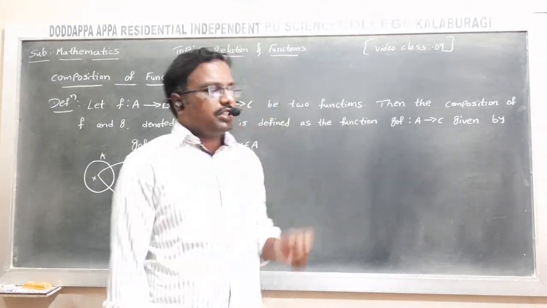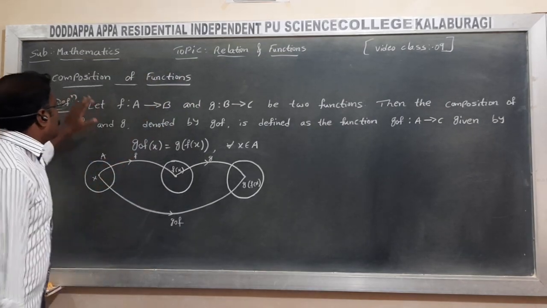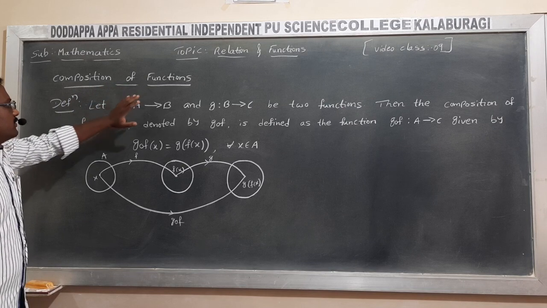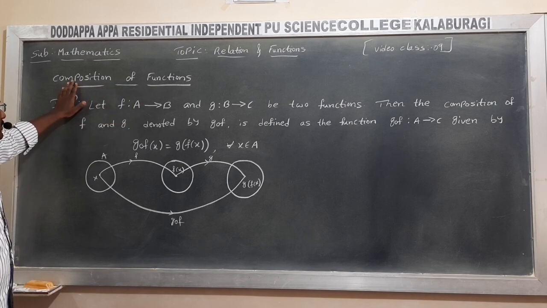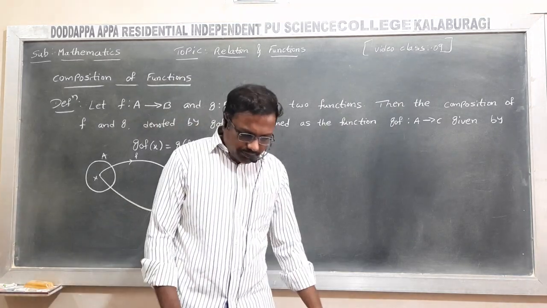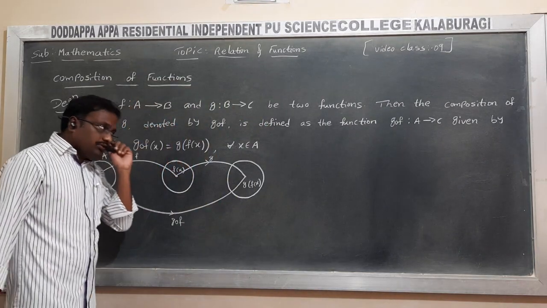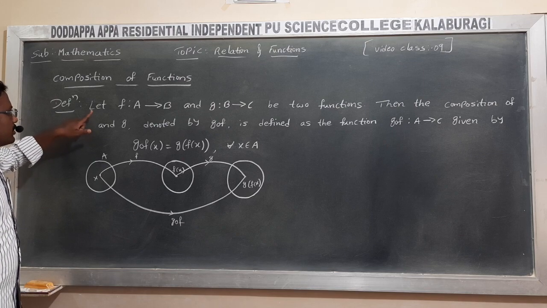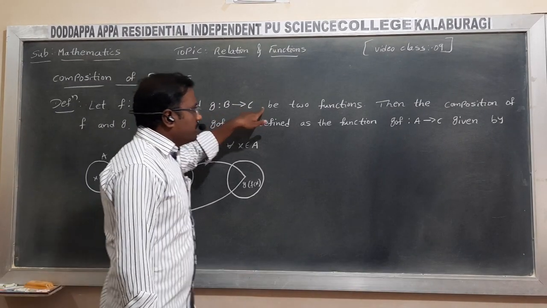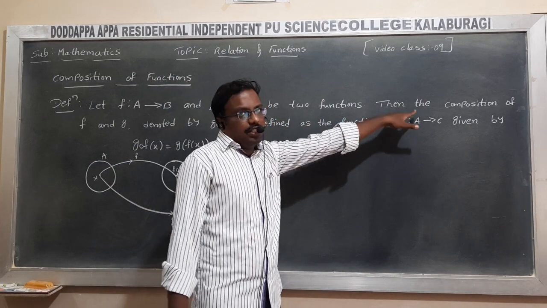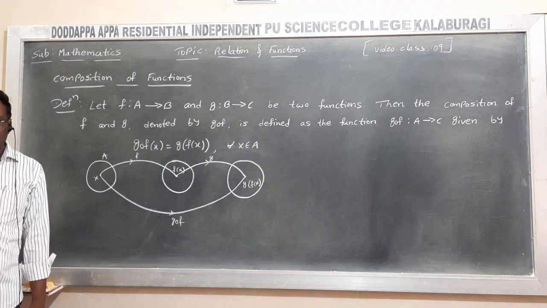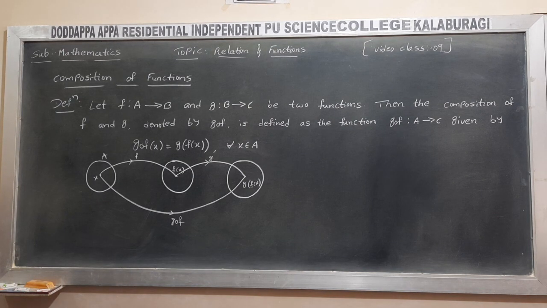Today another concept we discuss, composition of a function. We know that composition means more than one function. Sir, what is the definition? Let f from A to B and g from B to C be two functions, then the composition of f and g.